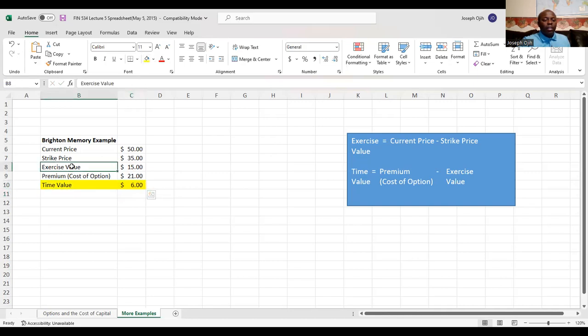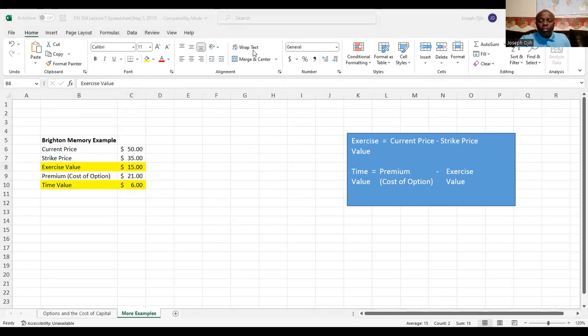So the time value and the exercise value answers, we have them here. So that is just the beginning, and we'll do more examples. In the next example, I'll show you how you can make money by buying call options, okay? And put options as well, okay?